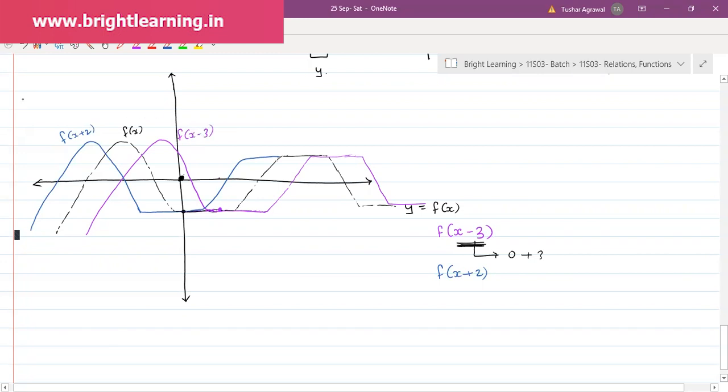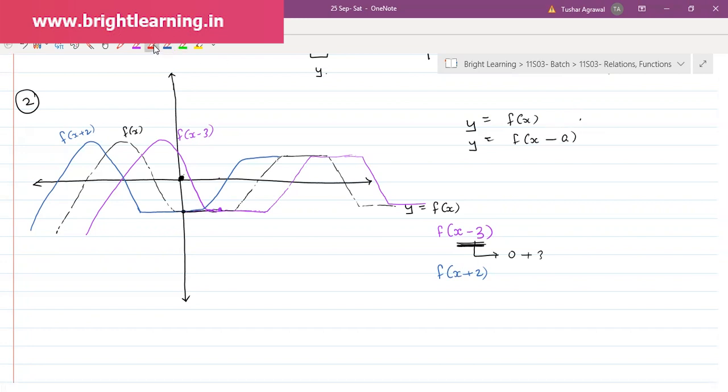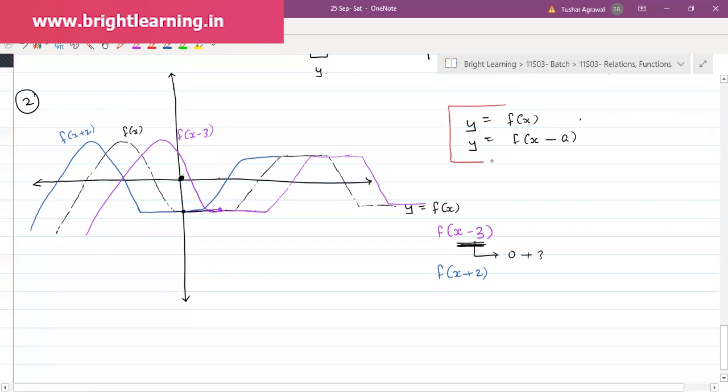This is the second transformation. When x is shifted, there is a change in f of x, as in f of x plus k. Compare y is equal to f of x and y is equal to f of x minus a, or let's say x plus a. This is the second transformation.